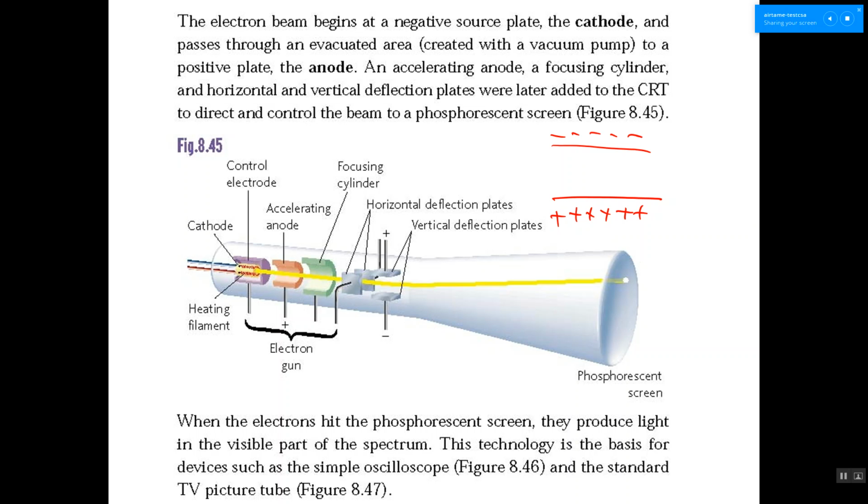What direction is the electric field in this case? Which direction? Up or down? Come on, guys, wake up. Up.